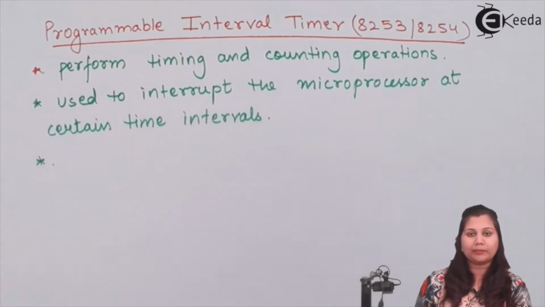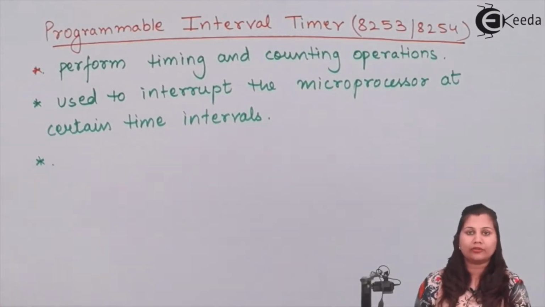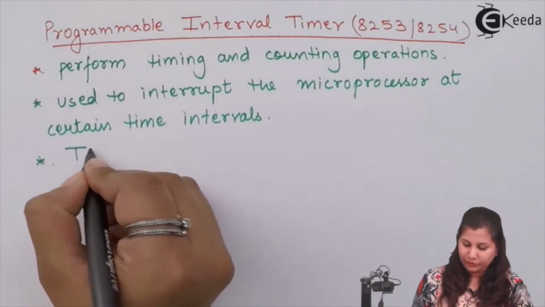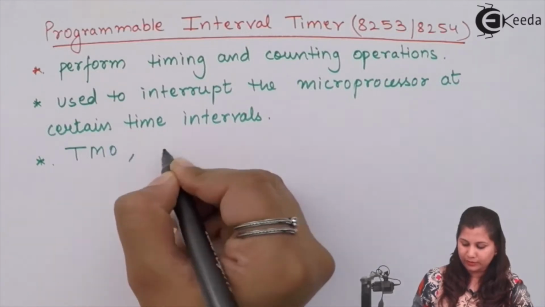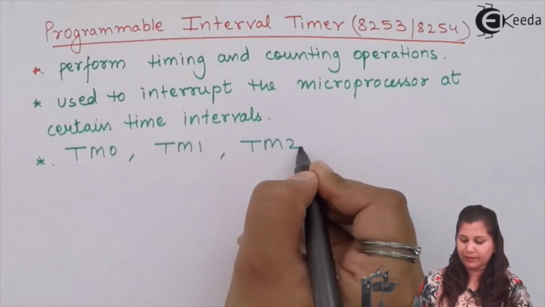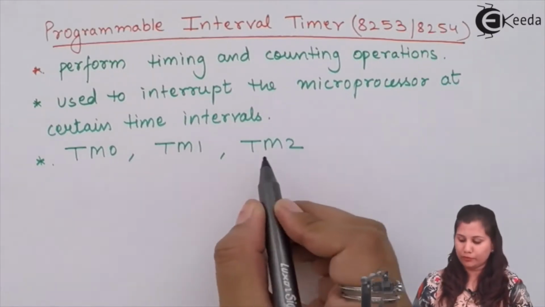So this programmable interval timer, this IC, has three timers in it: timer 0, timer 1 and timer 2. And these timers can be loaded with a count, and the timers are going to decrement the count until its value reaches 0. So it has the three timers: timer 0, timer 1 and timer 2, TM0, TM1 and TM2.